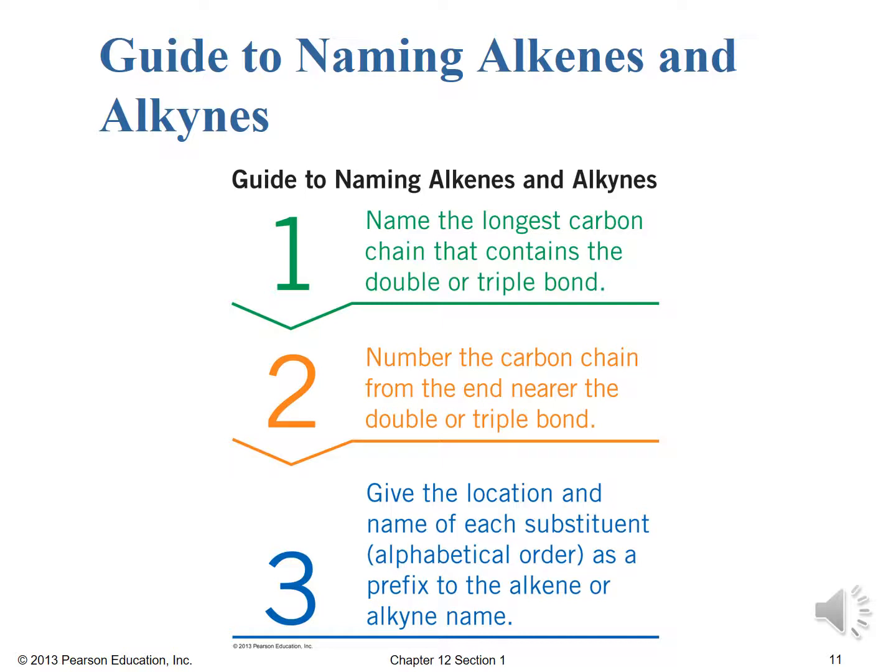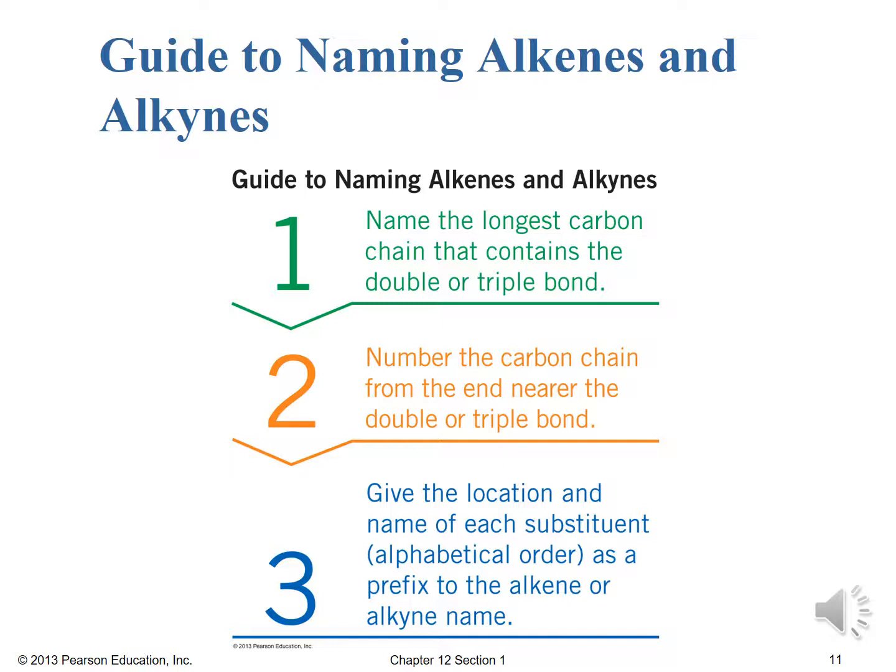We can't just start at the carbon-carbon double bond or triple bond if it happens to be in the middle of the molecule, but certainly if it's a terminal double or triple bond, we'll know where carbon 1 is. Well, it'll be one of the bonding carbons involved in that double or triple bond. Finally, step 3, give the location and name of each substituent in alphabetical order, just like we did for the haloalkanes, as a prefix to the alkene or alkyne name. So hopefully this seems very familiar.